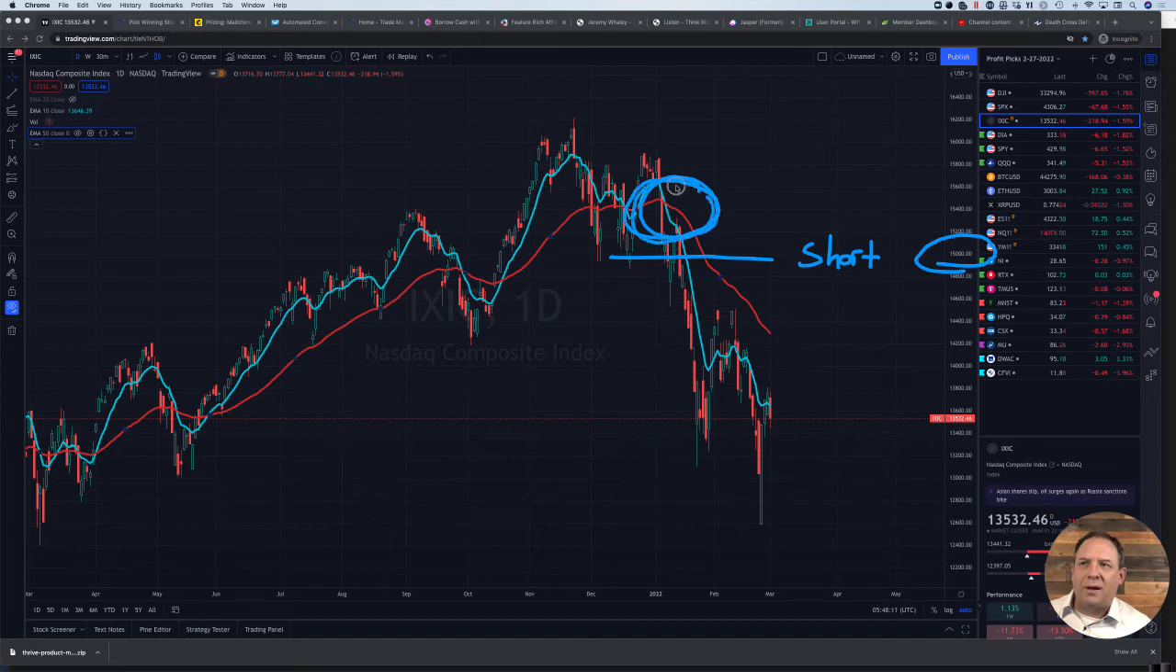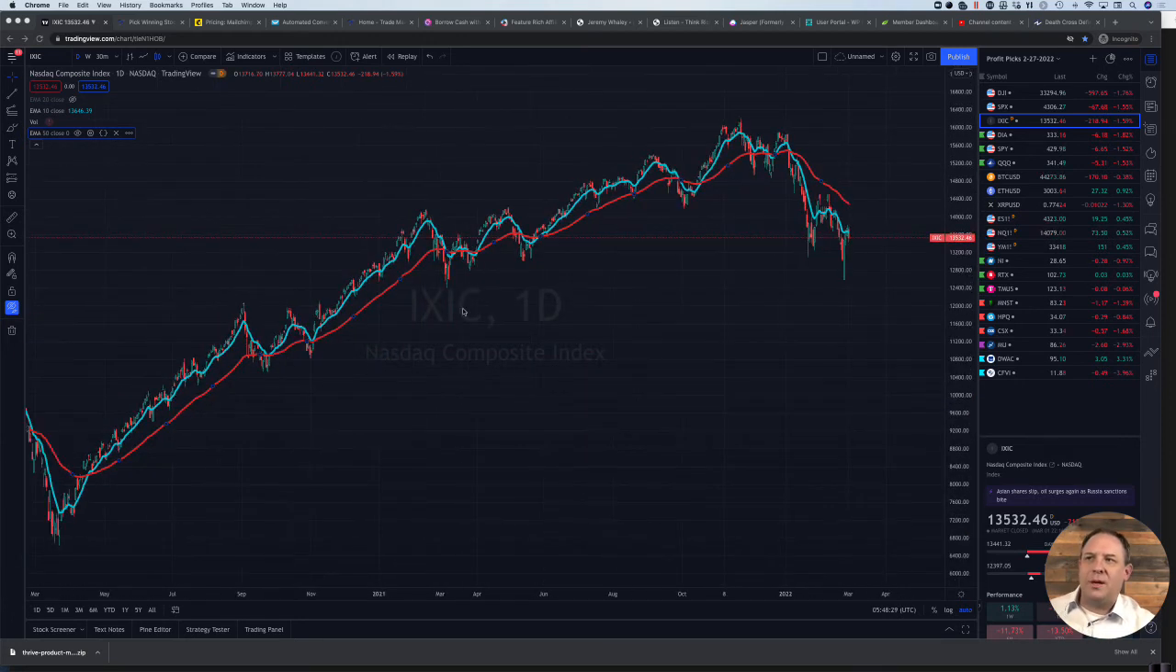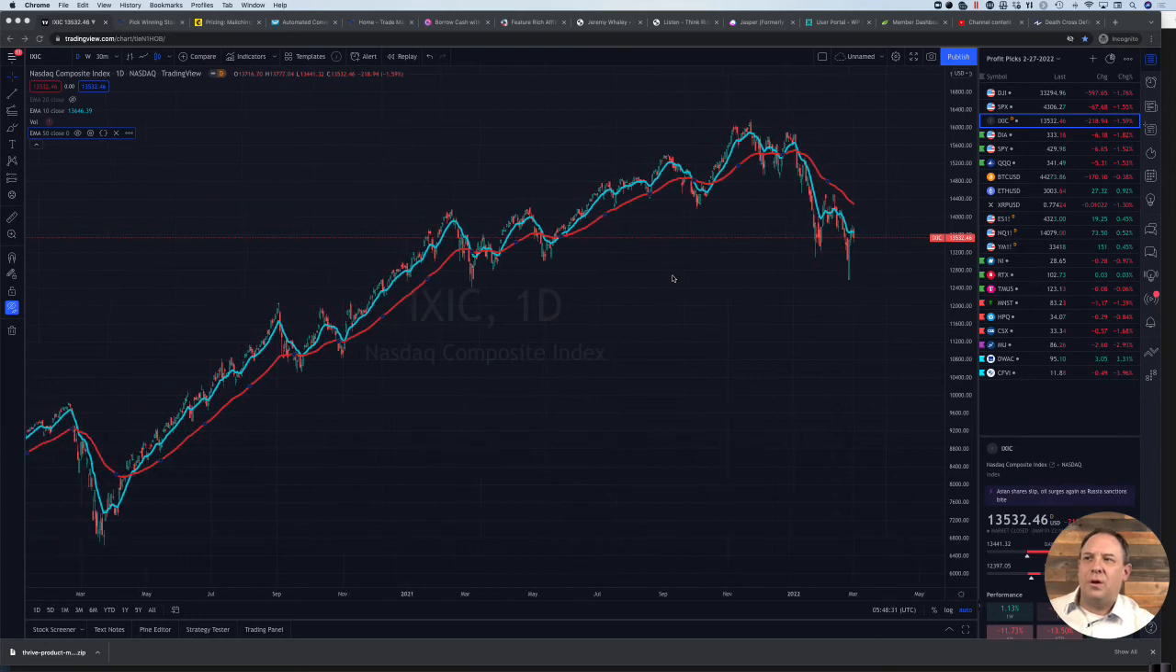Oh, there is a death cross. But that's not the 50 over the 200. That's the 10 that just dropped below the 50. Much more deadly. Go back in time, folks. You can put these on your own charts. There's a few other tools that I use to confirm these. You're going to see a few false signals.